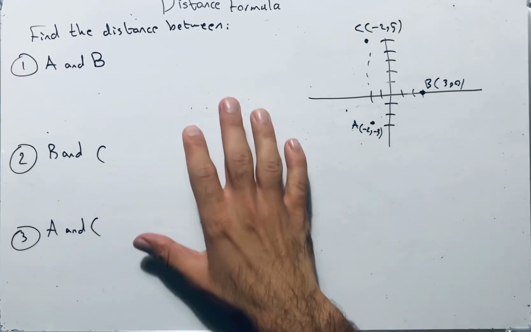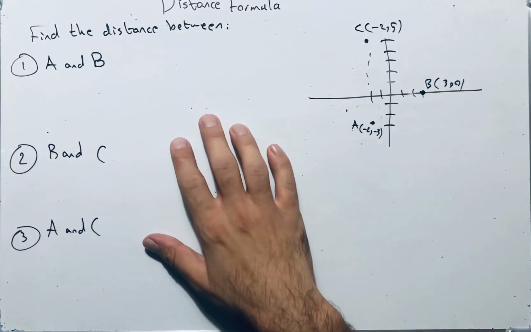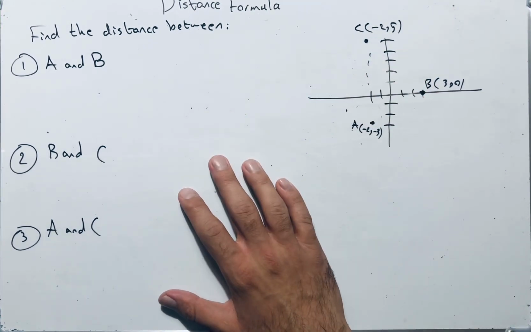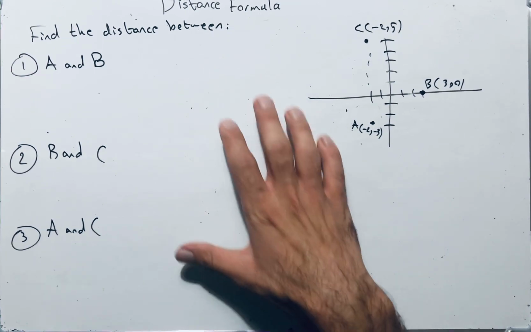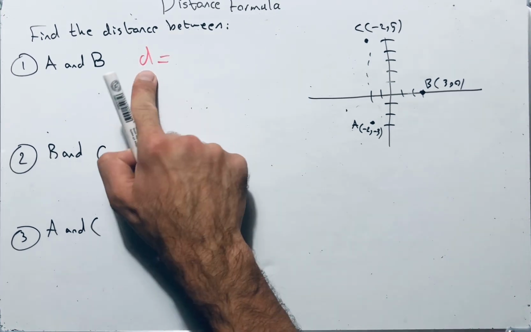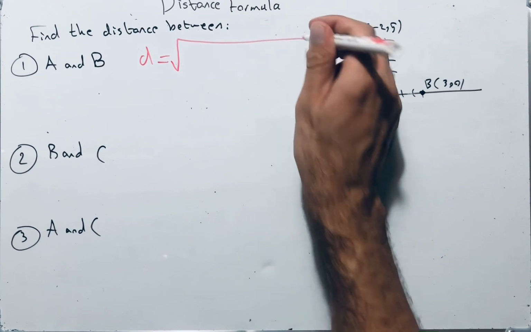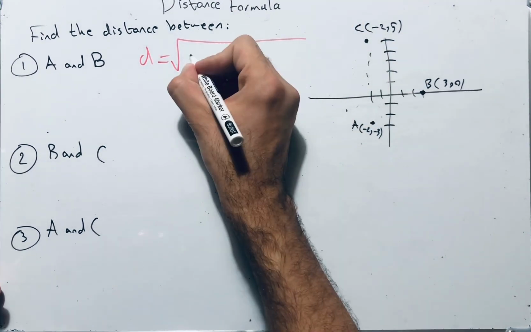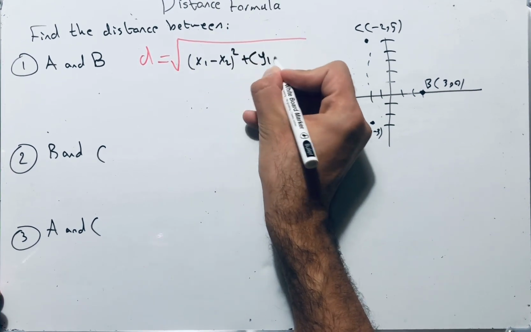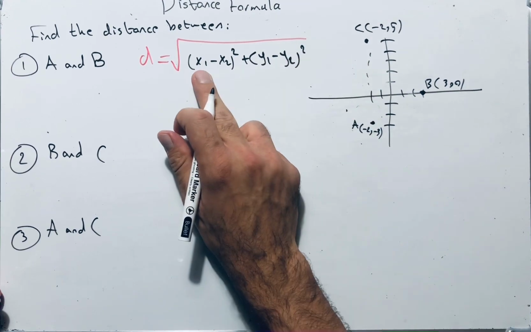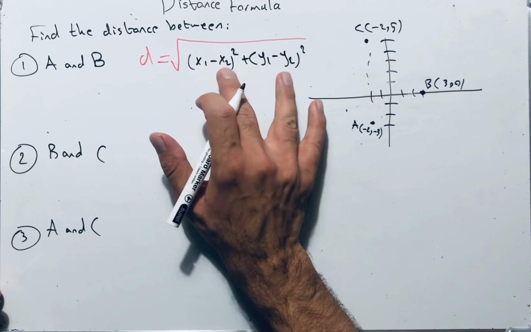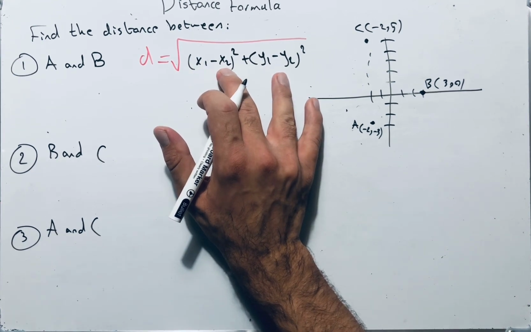Hello everyone. In this video we're going to be using the distance formula to find the distance between these points. Previously we had a video where we actually derived the formula. So again, what was the formula? We said d, the distance between 2 points, is the square root of x1 minus x2 squared plus y1 minus y2 squared, where x1 and y1 are the x and y components of the first point respectively, and x2 and y2 are the components of the second point.